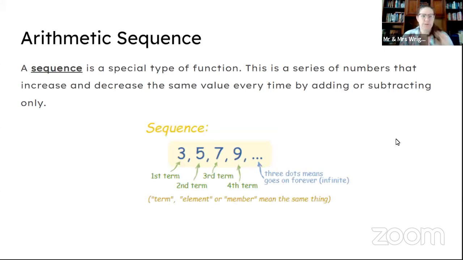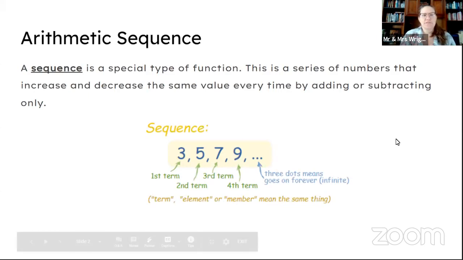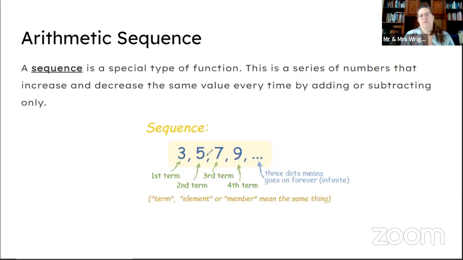So here we have an arithmetic sequence, which is a special type of function because for every input, there's only one output in this type of function, right? It's a series of numbers that increase and decrease by the same value every single time by adding or subtracting only. So 3 to 5, what did we do? We added 2. 5 to 7, we added 2. 7 to 9, we added 2. What's the common difference? It's adding 2, right?